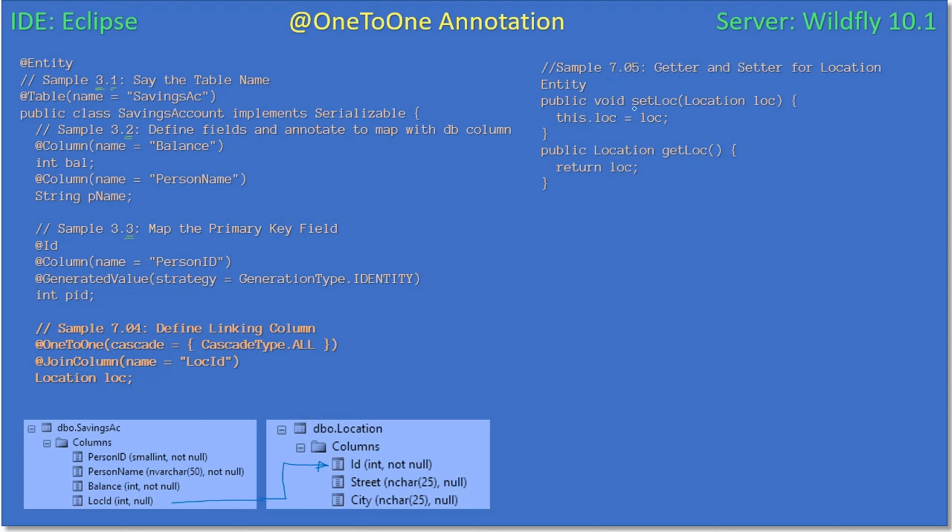So here we generate getter and setter for this location. So this is the new field we added, right? We may be having the getter and setter for this balance, pname and PID. Since we are introducing this new field for the savings account, new field in the sense new mapped field, we specify getter and setter for this new field.